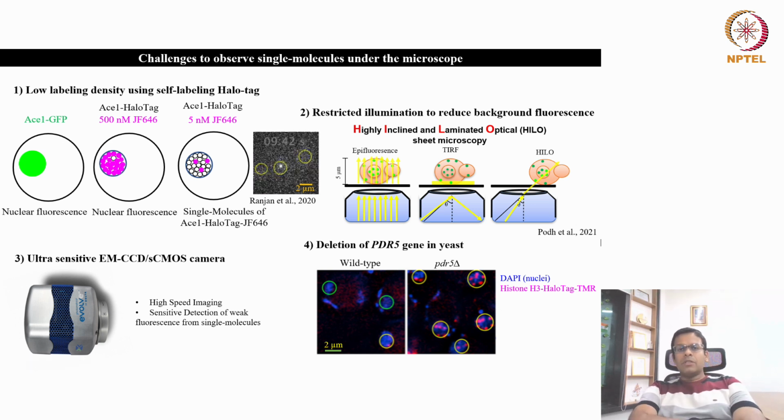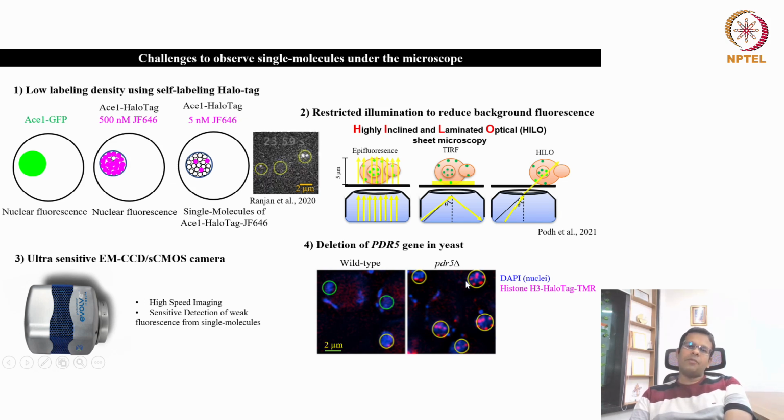cell. So yeast Saccharomyces cerevisiae has some membrane transporter which doesn't allow the entry of this fluorescent dye inside the cell. Okay, so you need to delete them. That is the PDR5 gene in yeast which you need to delete to allow the entry of this fluorescent dye inside the cell. So you can see if you treat the wild type cells with this fluorescent dye, it will not show any fluorescence. But if you delete the PDR5 gene, then you can see the cells take up the fluorescent dye, and you can see some labeled molecules inside the live cell.